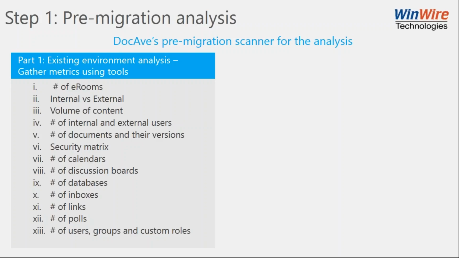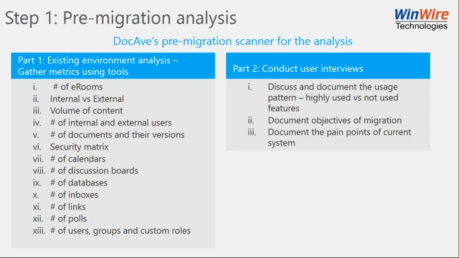One of the tools which we normally use is DocCav, which provides a pre-migration scanner for this analysis purpose. That will give you some of these metrics, not all of it, but some. But the important point is the pre-migration scanner is going to highlight all the risks you may run into during the migration. That is something you need to watch out for. So DocCav's pre-migration scanner is going to help you with that.